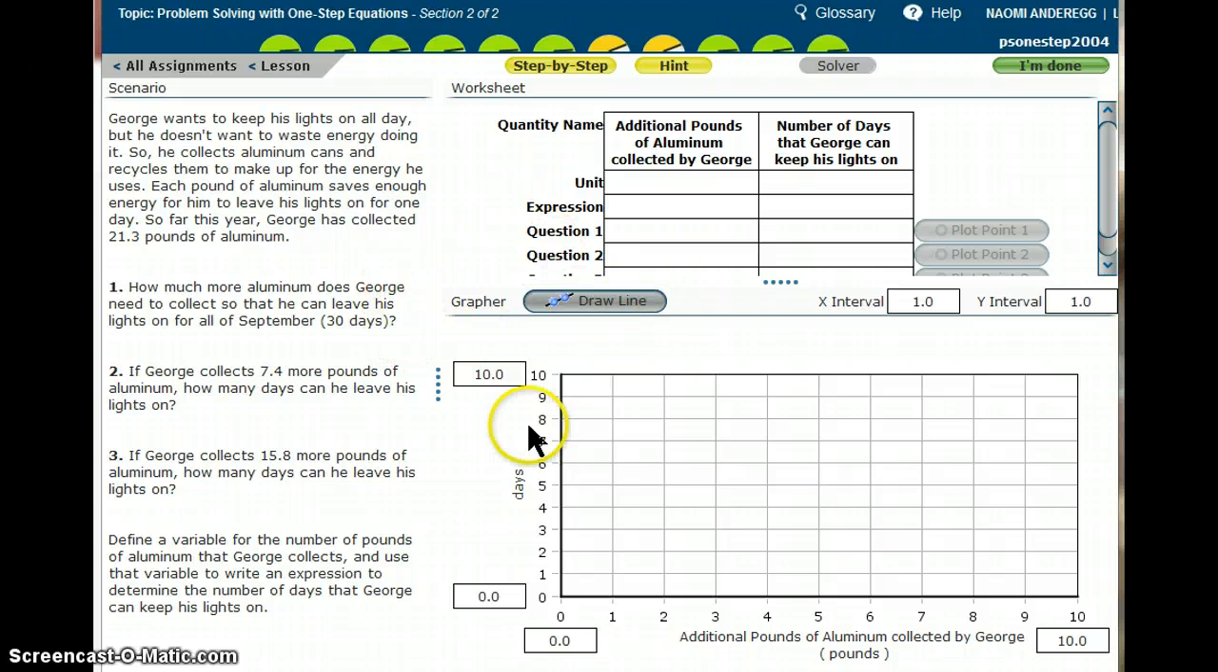This is out of the set that has decimals. Here we're given a problem to work. We have a chart to fill out, and then of course a graph to make. And our very first step is figuring out what the units of our problem are.